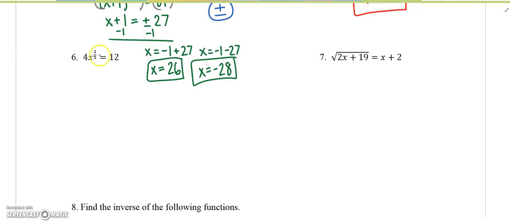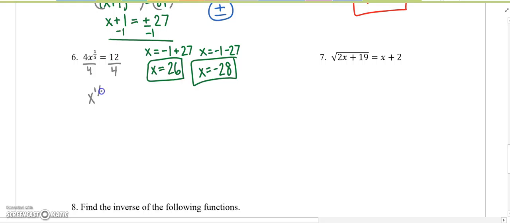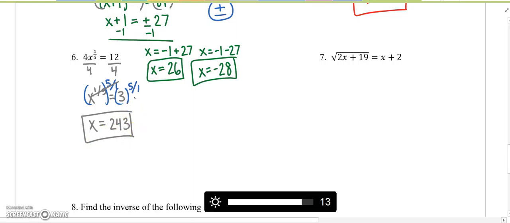A few more. Here I'm going to divide by that 4 first. So x to the 1/5 equals 3. And then once again, when I have that fraction, I use the reciprocal. So we end up with x equals 3 to the 5th, which is 243. Again, check, because I know it works, but you might not.